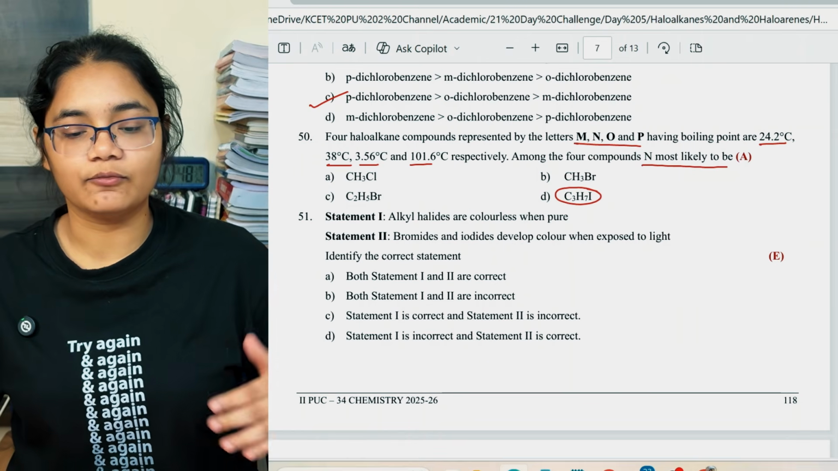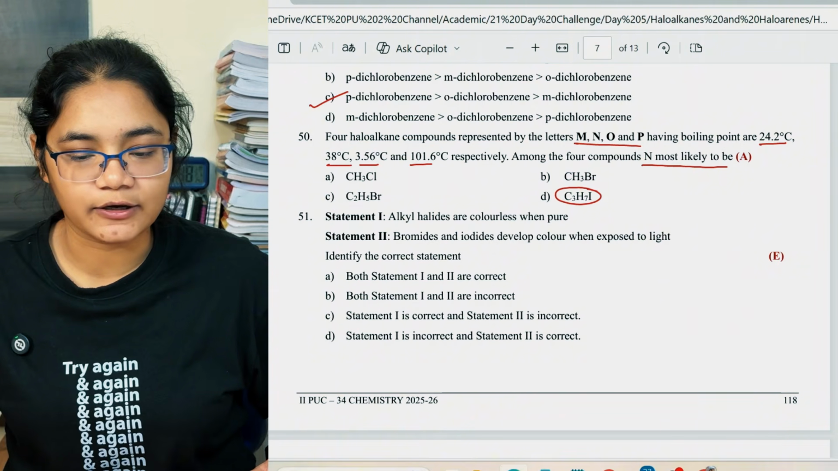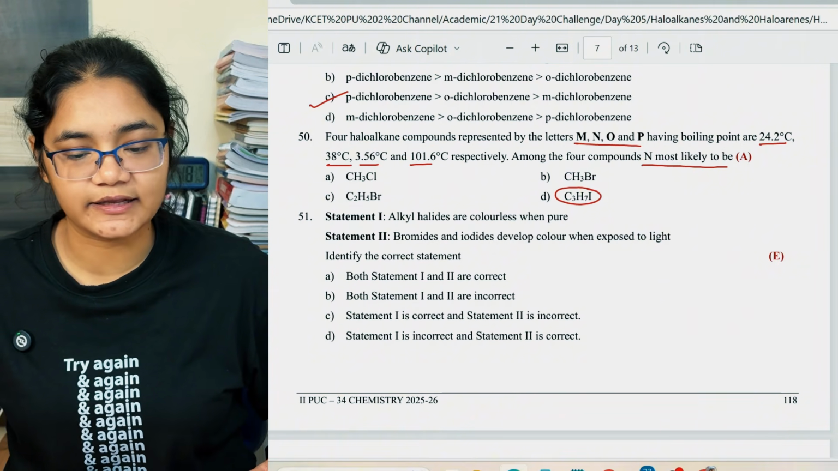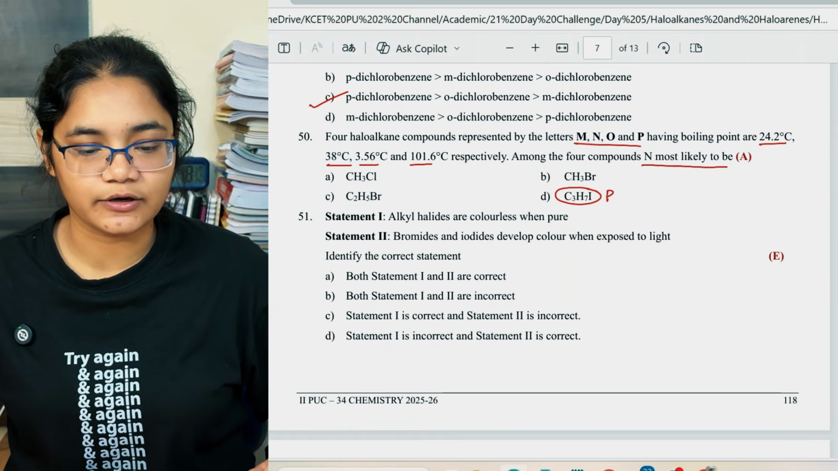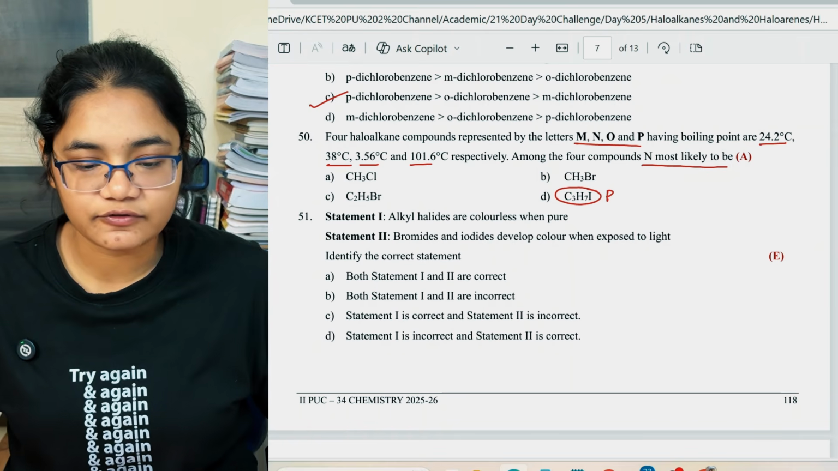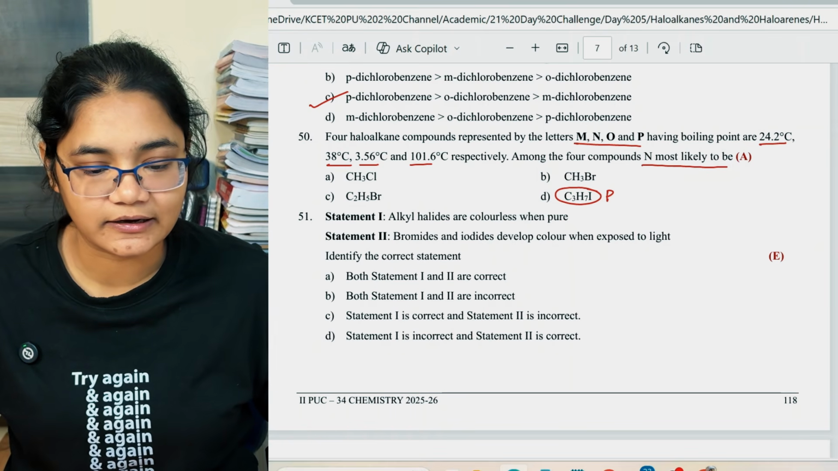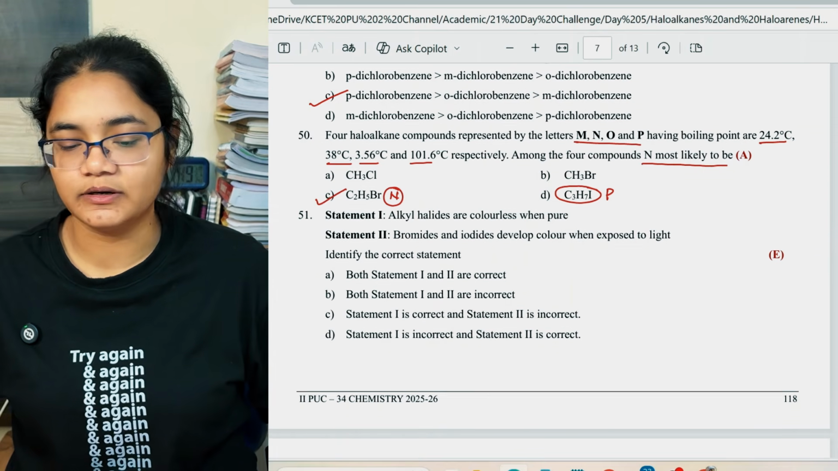Because it has more carbons and also it has iodine. So if you see, out of the given values, P has the highest one. So this is P. Now after this, the highest value will be for C2H5Br because here we have 2 carbons. And the second highest value is 38 degrees Celsius, which is for N. So obviously N is most likely to be option number C.